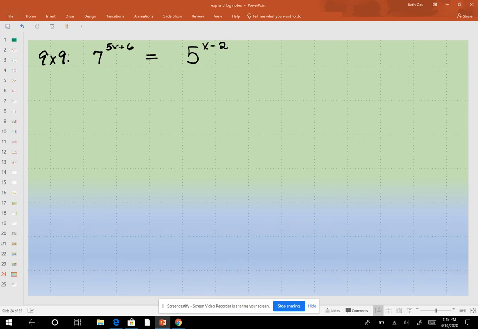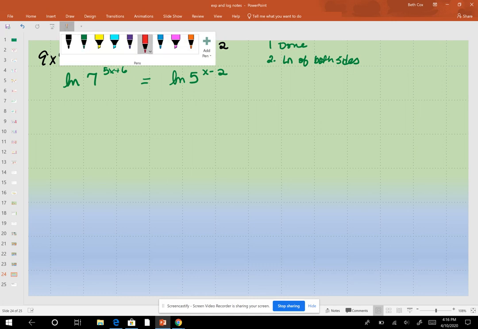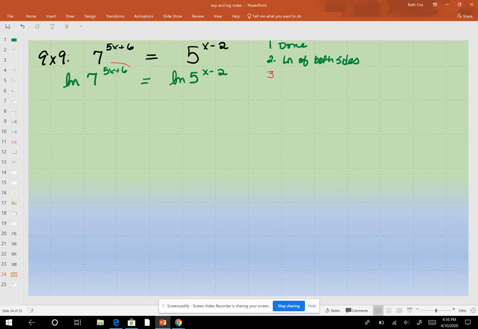So step two is going to be, again, like we've been doing, to take the natural log of both sides. All right, so we'll do that. So I'm going to do the natural log of 7 to the 5x plus 6 is equal to the natural log of 5 to the x minus 2. All right, so now the next thing I'm going to do is what we've done before, which is to move our exponent to the front. We'll do that for both of them.